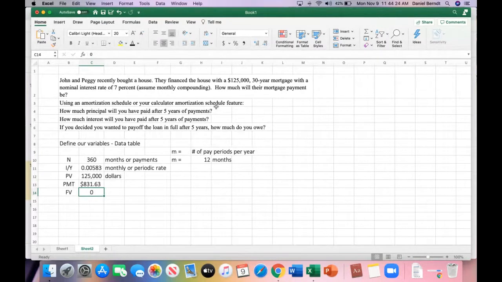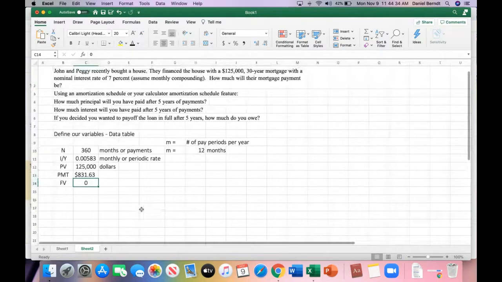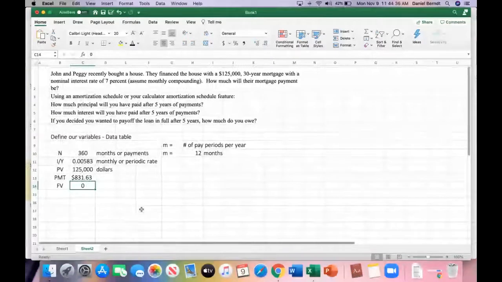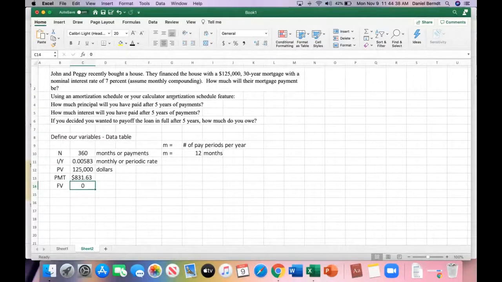So this is the first part of the problem. How much will their mortgage payment be? Well, the mortgage payment's going to be $831.63. Okay. And so it says then using an amortization schedule. Well, let's speed this up.